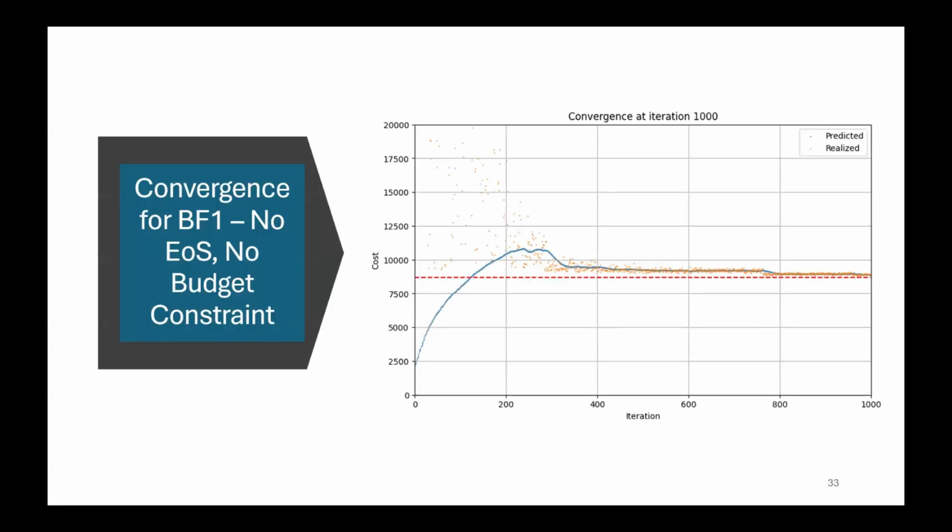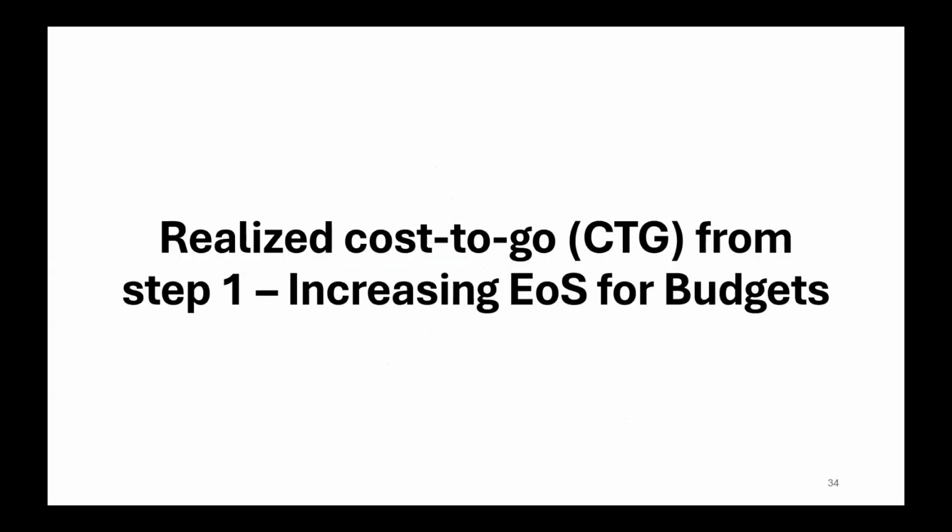Okay, so we come to the results. The reinforcement learning algorithm converges, fortunately. And the realized cost goes from step 1. Those are our comparison results, because that's the objective at t equal to 1.